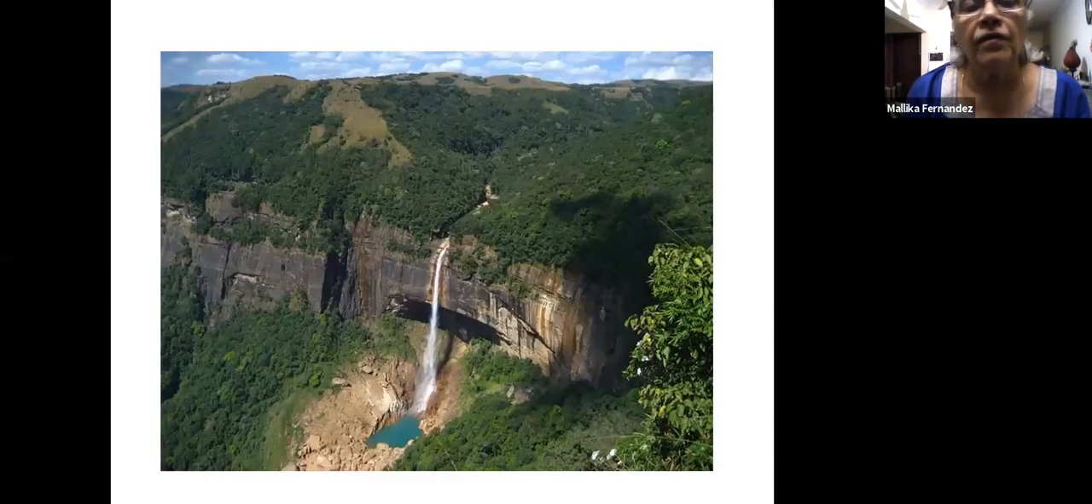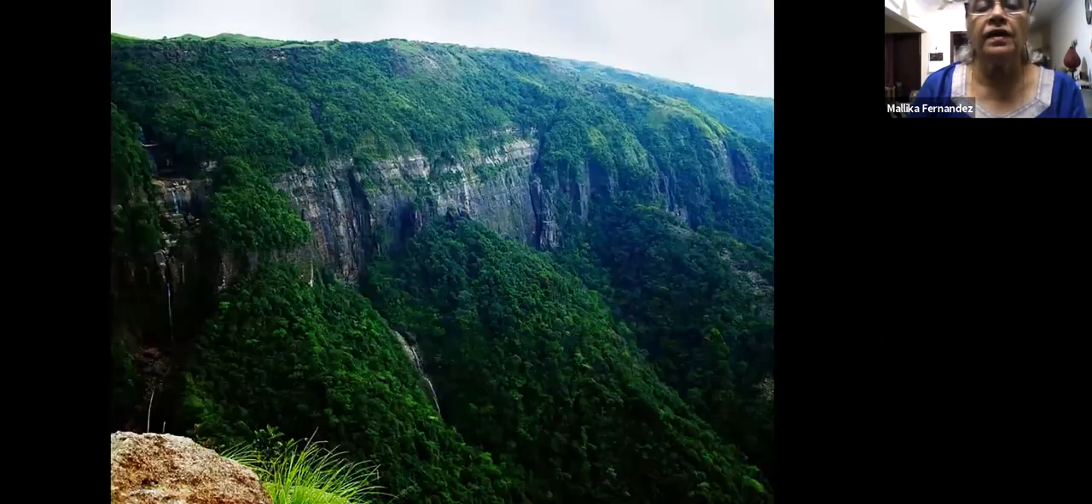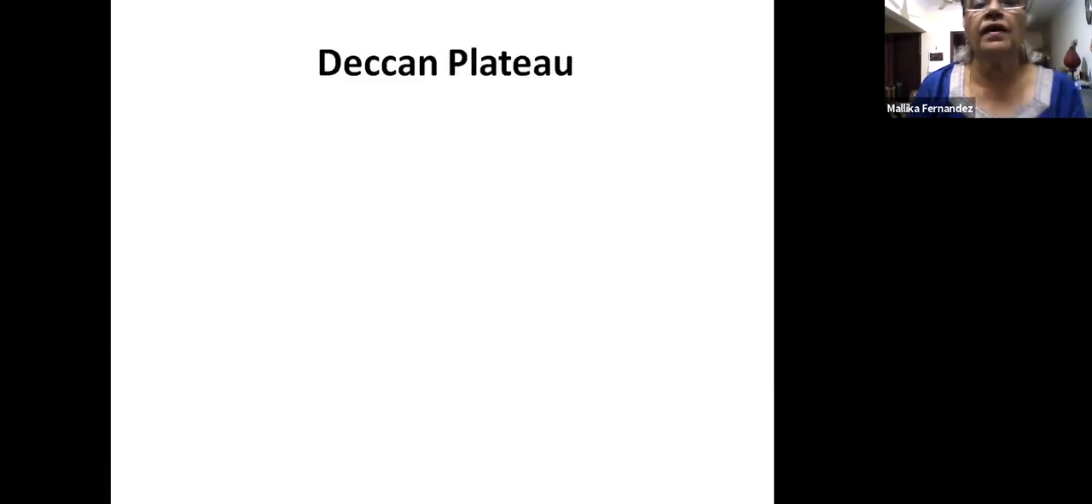And that's your waterfall. So this is in the off season. In the rainy season, the entire region will be covered by the waterfall. Okay. So that's your Meghalaya Plateau, the top of the Meghalaya Plateau. And you can see it's hardly been disturbed. The original forest is still there. This is the tropical rainforest because they get such a lot of rainfall here. Okay. Then we come to Deccan Plateau.